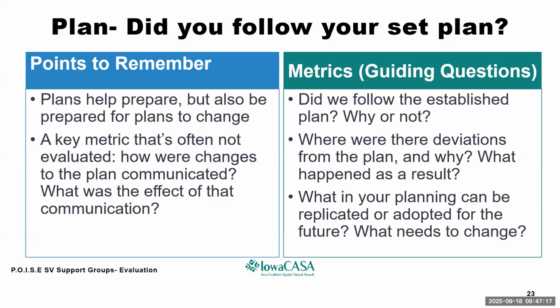So if we don't have a plan for our support group, we did a little of this, we did things, we came up with the things as we went, and then we decided to do an evaluation afterwards. We can't use our plan as a measure of success. Did we follow our plan if we didn't have a plan?